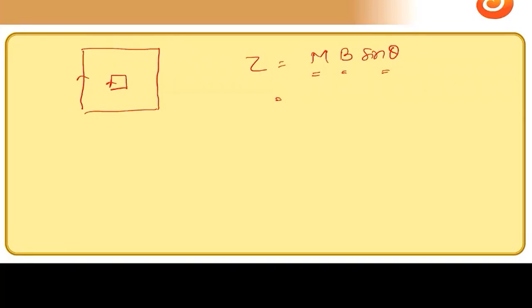But if you notice this, the magnetic moment of the smaller loop is in the inward direction. The magnetic field produced by the outer coil is also in the inward direction, which means that the angle between these two is 0. So this is MB sin 0 and therefore the torque becomes 0. You don't have to calculate the value of M and B in this case. It straight away turns out to be 0.